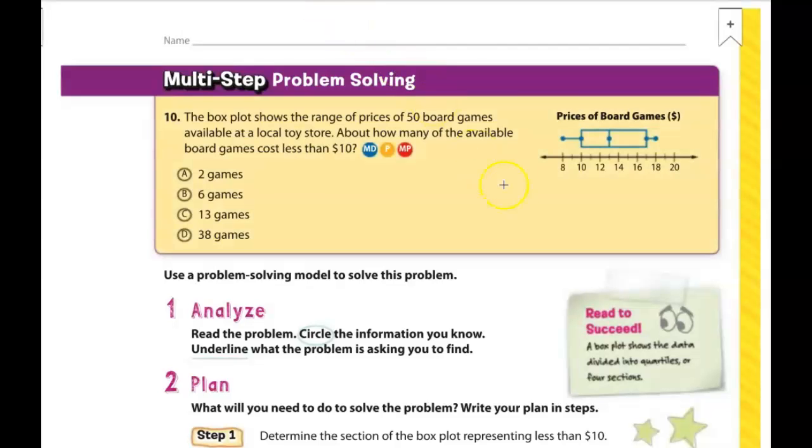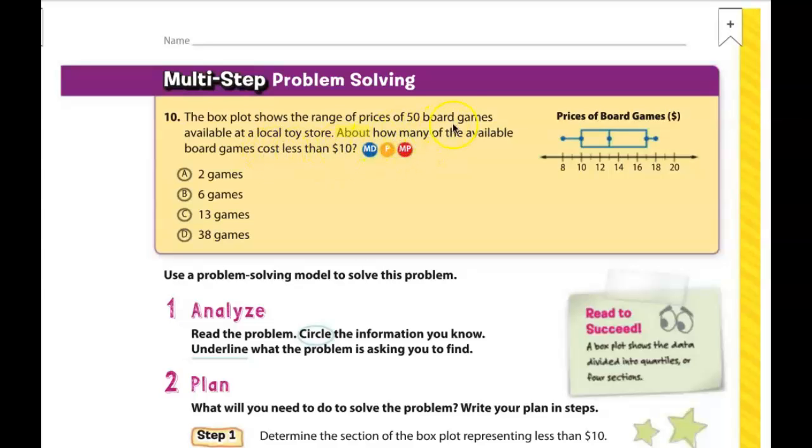what we're being asked to find, and then what the most important information is from the problem that we need to know. So the box plot shows the range of prices of 50 board games available at a local toy store. About how many of the available board games cost less than $10? Okay, so the word about is going to be very important because that means it's not going to be an exact answer. We're going to do a little bit of estimation.